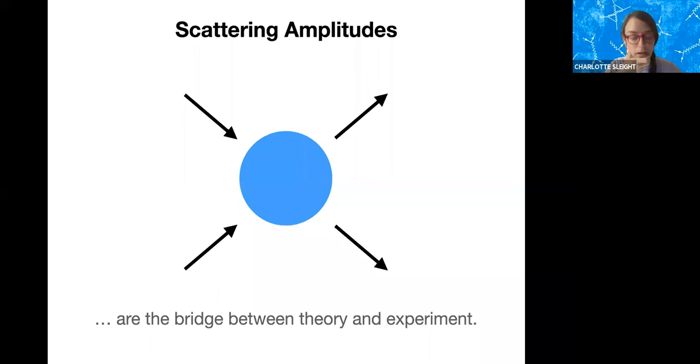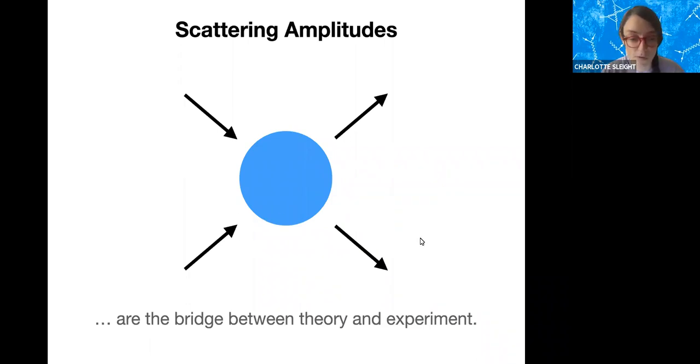Okay, so one of the main reasons that we study particle scattering, and in particular scattering amplitudes, is that they allow us to test the predictions of our theories. So scattering amplitudes, they're the critical bridge between theory and experiment.